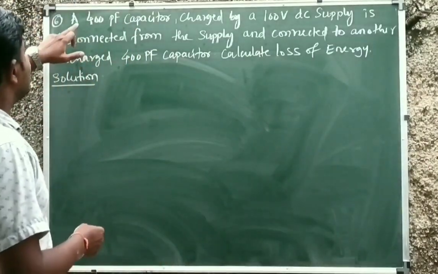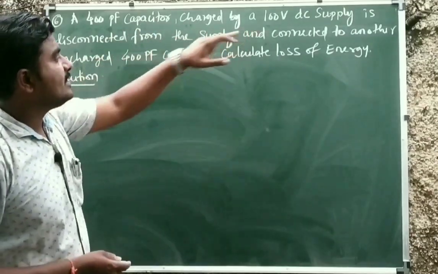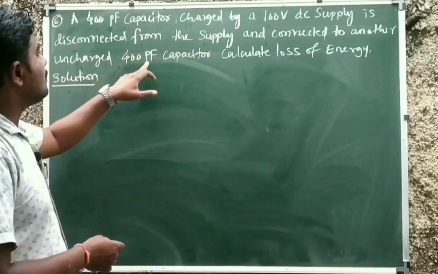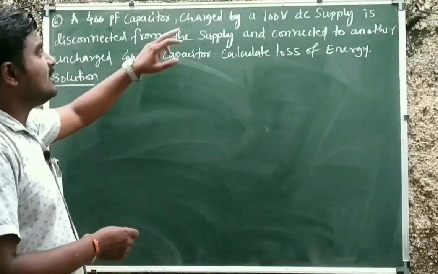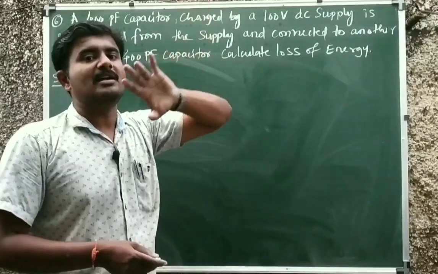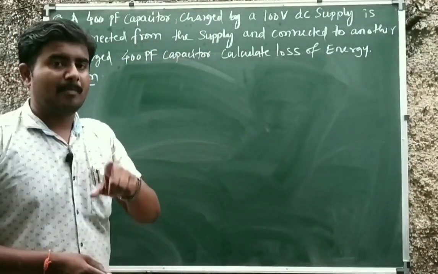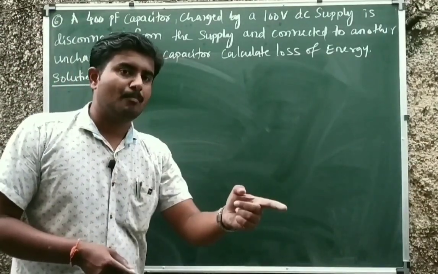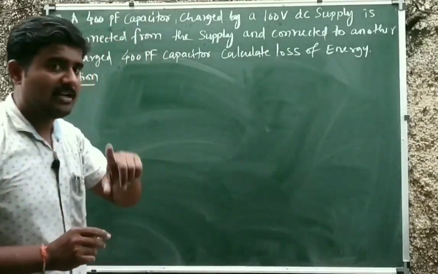Have a look, my dear students. A 400 picofarad capacitor charged by a 100 volt DC supply is disconnected from the supply and connected to another uncharged 400 picofarad capacitor. Calculate the loss of energy. First, the capacitor is charged by a 100 volt DC supply. Then the capacitor is disconnected and connected to an uncharged capacitor. So always remember, whenever a charged body is connected to an uncharged body, half of the charge will flow to the uncharged body. That is the concept.